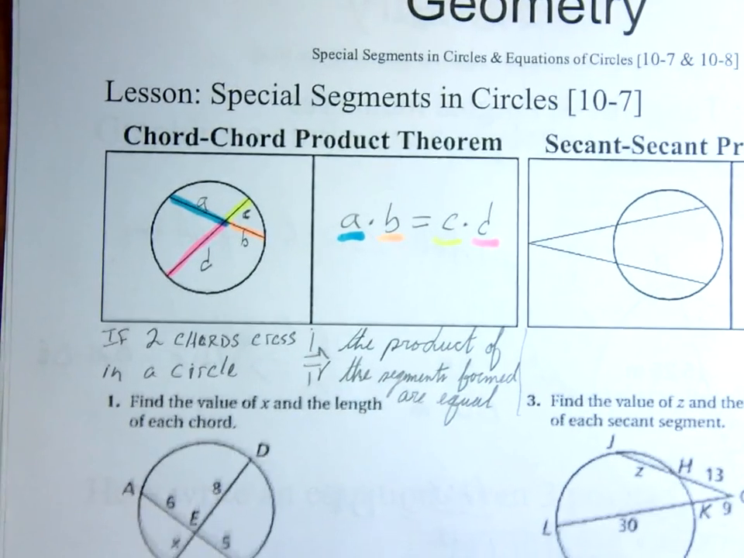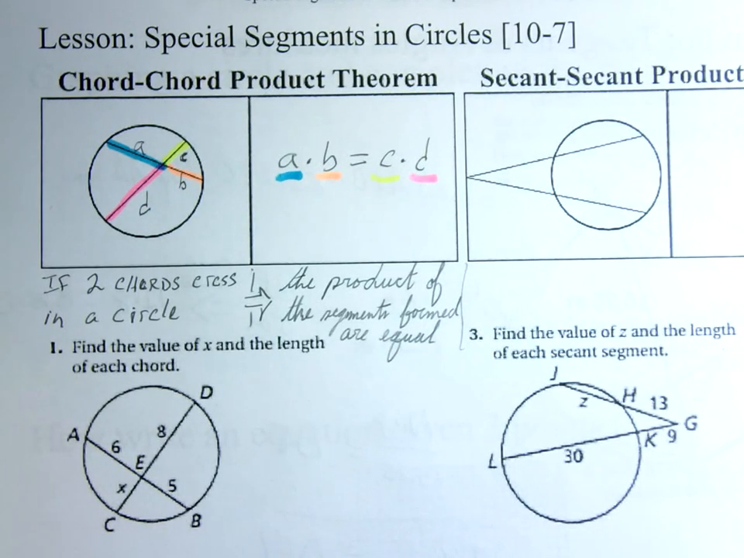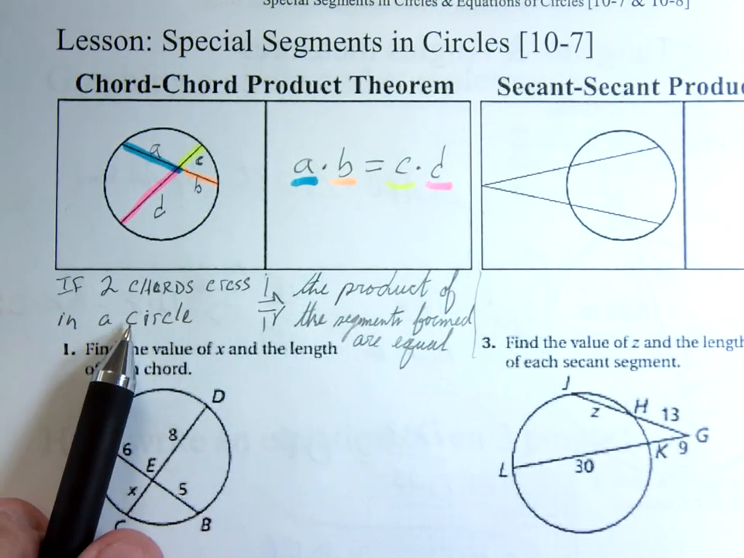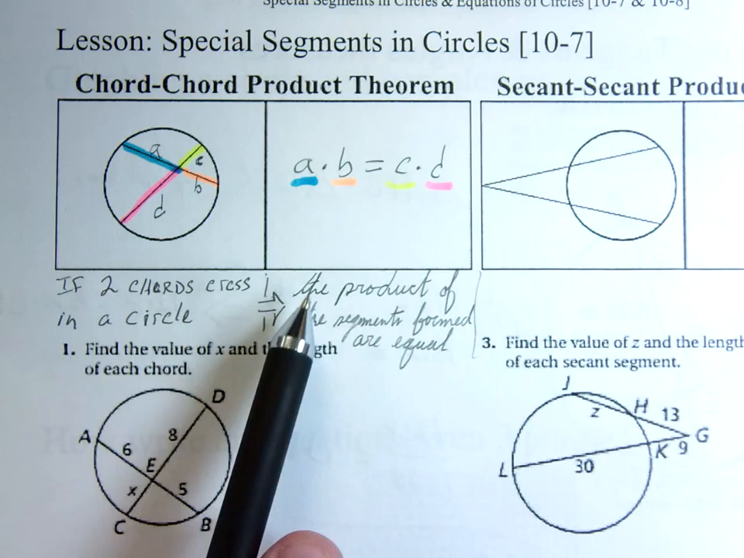Okay, so here's our first theorem. It says, if two chords cross in a circle, then the product of the segments formed are equal to each other.